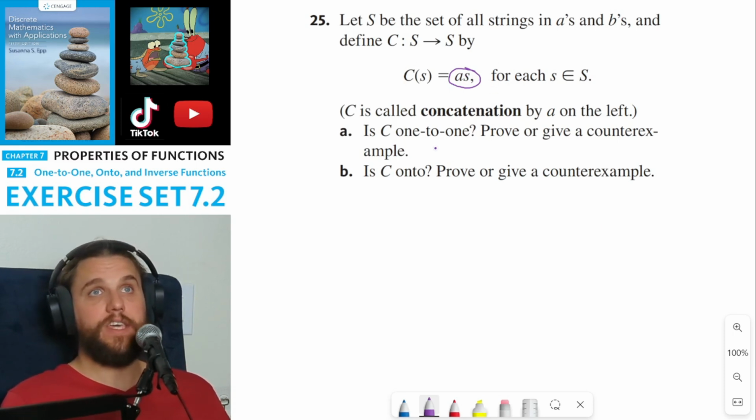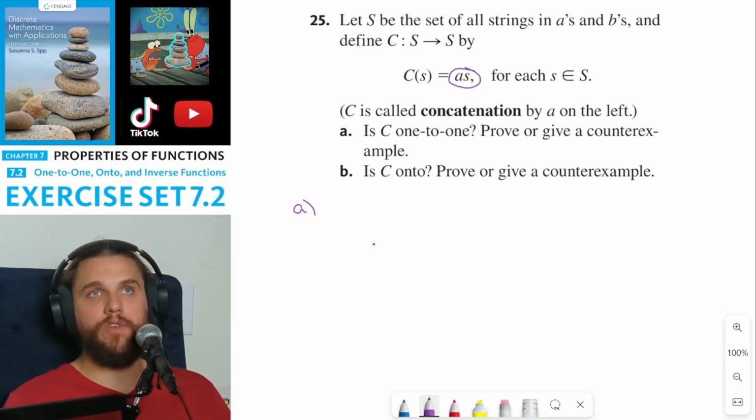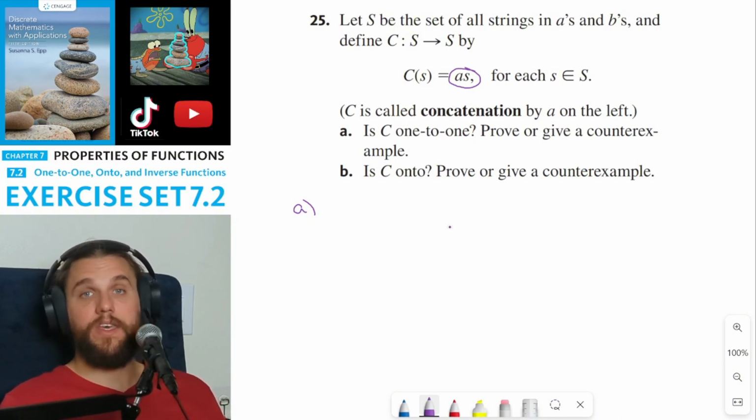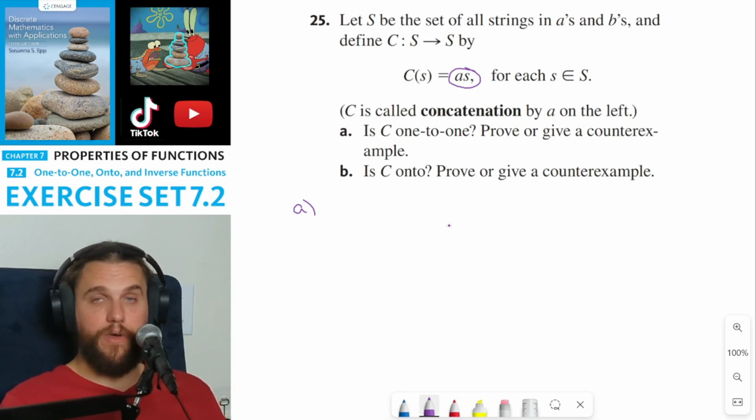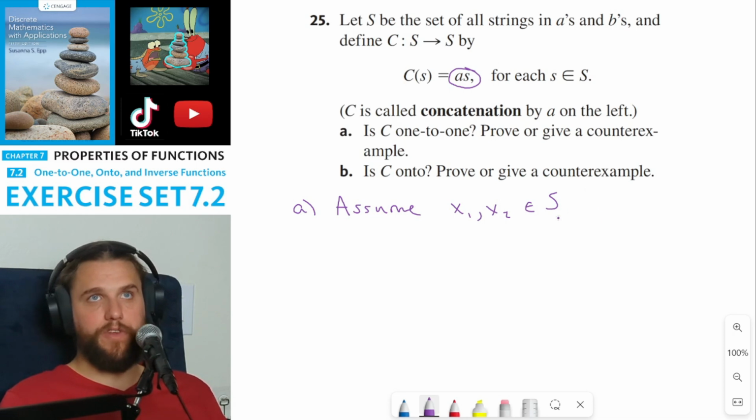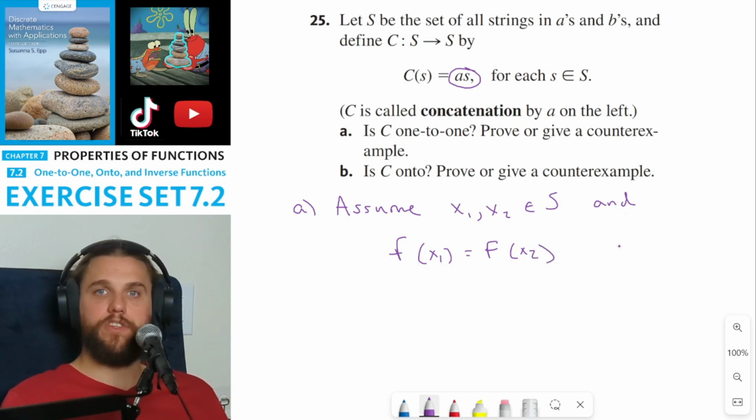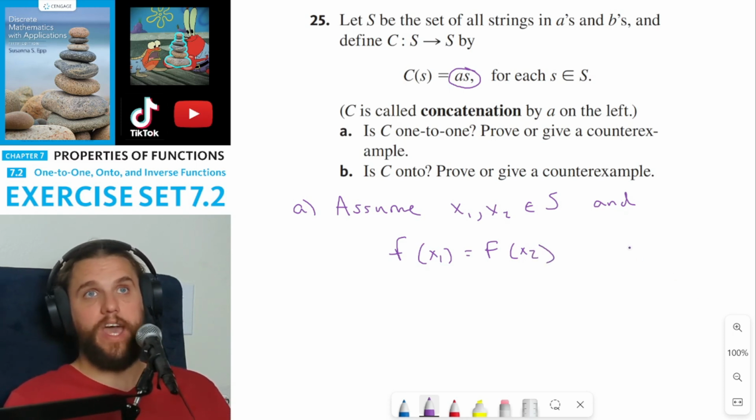The question is, is C one-to-one? Prove or give a counterexample. So we have to ask ourselves, is there any way that we can get the same output using two different inputs? The answer, I think, is no. To prove that this is one-to-one, we're going to take two inputs from the domain and assume that the corresponding outputs are the same. The goal of this proof is to show that x1 actually equals x2.